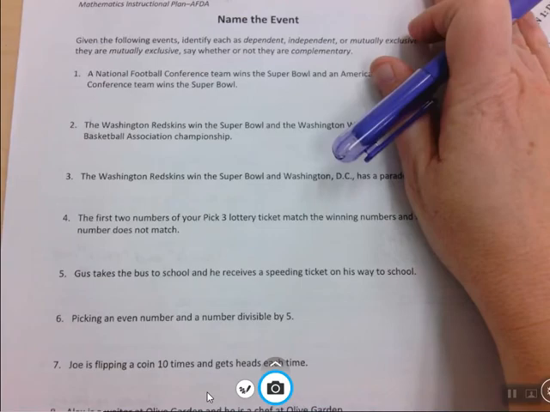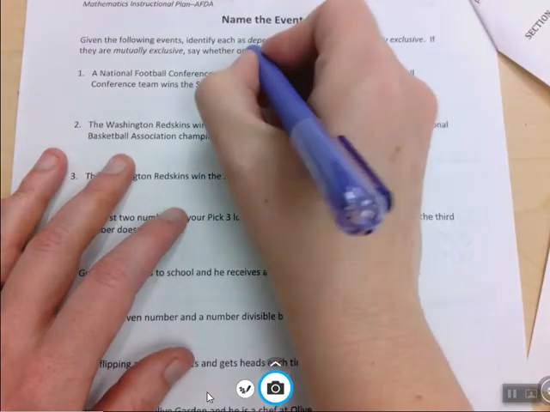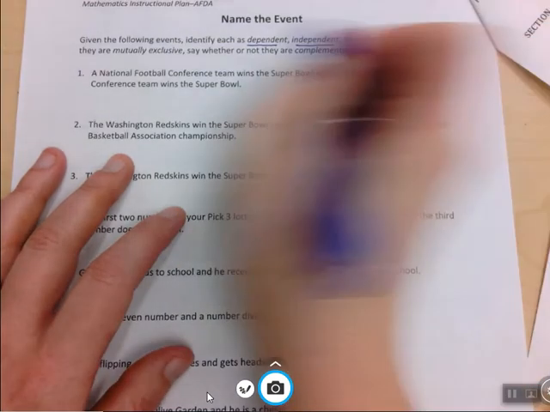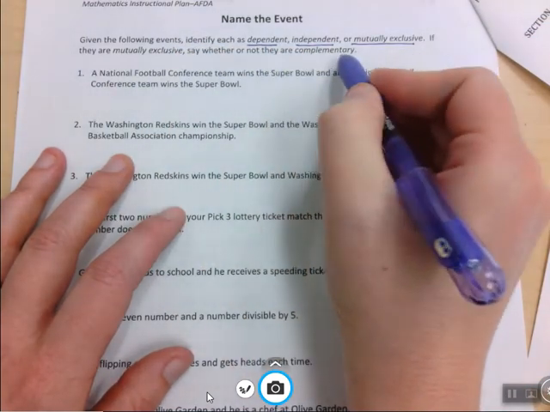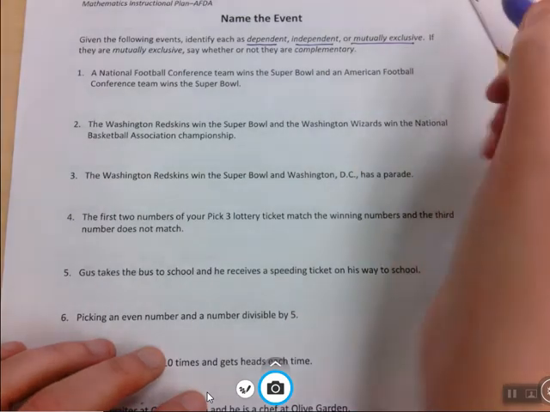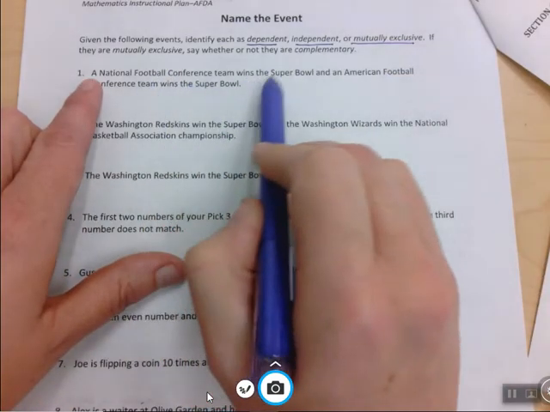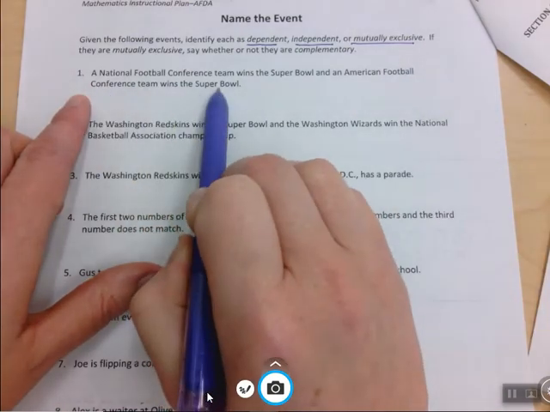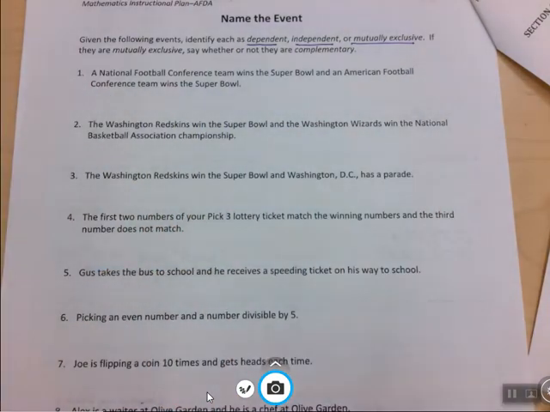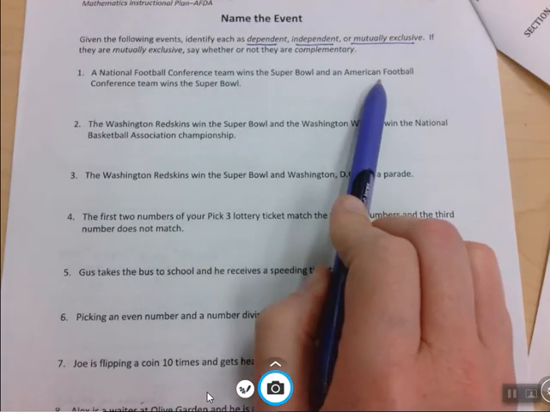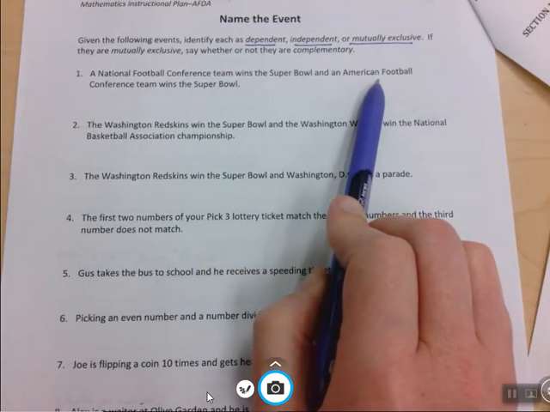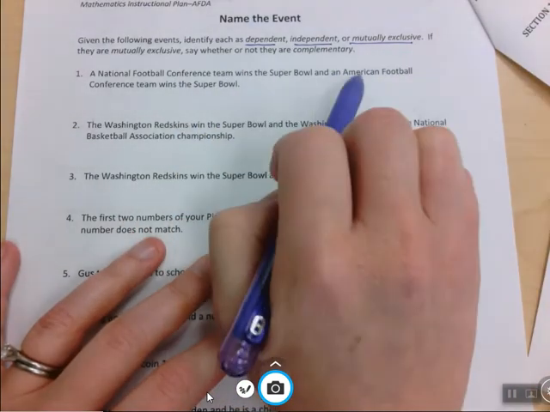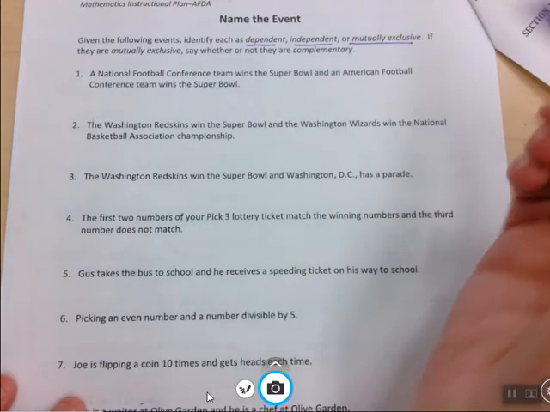Okay. So on this side it says, given the following events, identify each one as dependent, independent, or mutually exclusive. If they are mutually exclusive, say whether or not they are complementary. So, a National Football Conference team wins a Super Bowl, and an American Football Conference team wins a Super Bowl. A team can only be in one conference or the other. So we would say that these are mutually exclusive events, and since those are the only 2 conferences, we would also say that they're complementary.